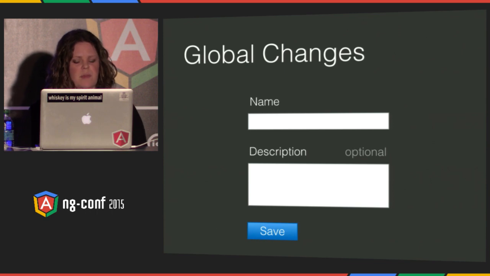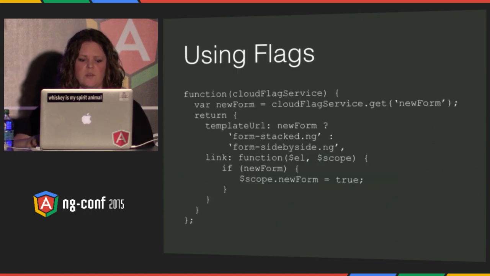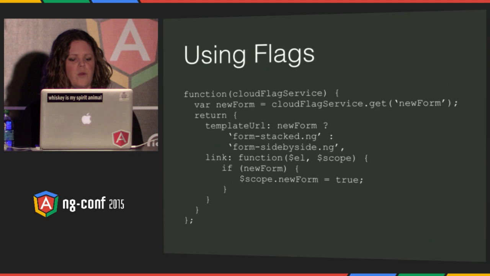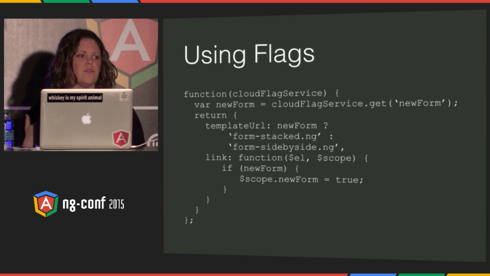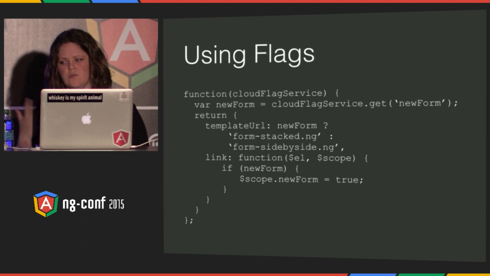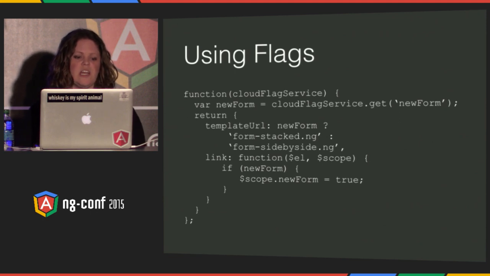The way that we typically make these global changes is to use a flag system. So our backend publishes a Boolean value indicating whether or not some new feature is enabled. And then we have a flag service that can inject that into things like directives and controllers. So in this example, for that sort of form change, if we had a form directive, which we do, we can potentially pick a different template based on whether that flag is enabled or not. And then even within the link or compile functions, we can also make behavioral decisions based on that value.